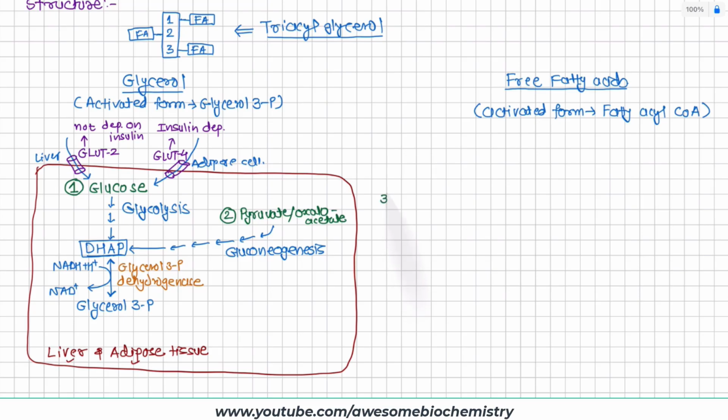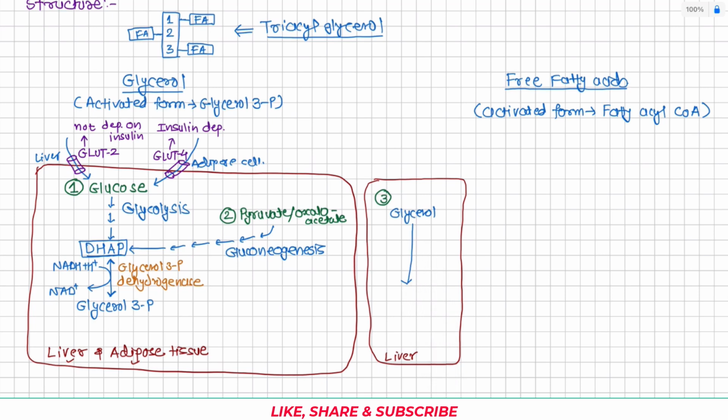The third pathway is the most direct one. It occurs in liver cells but not in adipose tissue. So let's say this rectangle represents a liver cell. In this, glycerol is directly converted to glycerol 3-phosphate. This phosphate comes from ATP. So simultaneously ATP gets converted to ADP, and this entire reaction is catalyzed by the enzyme glycerol kinase.